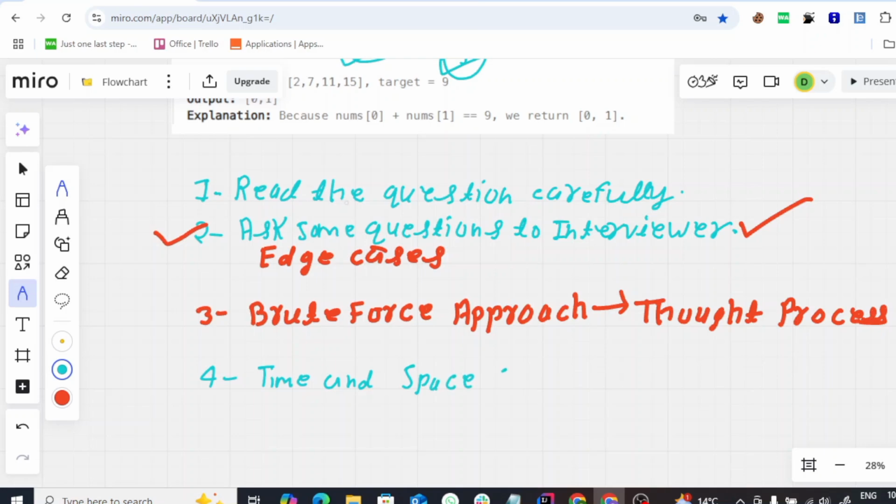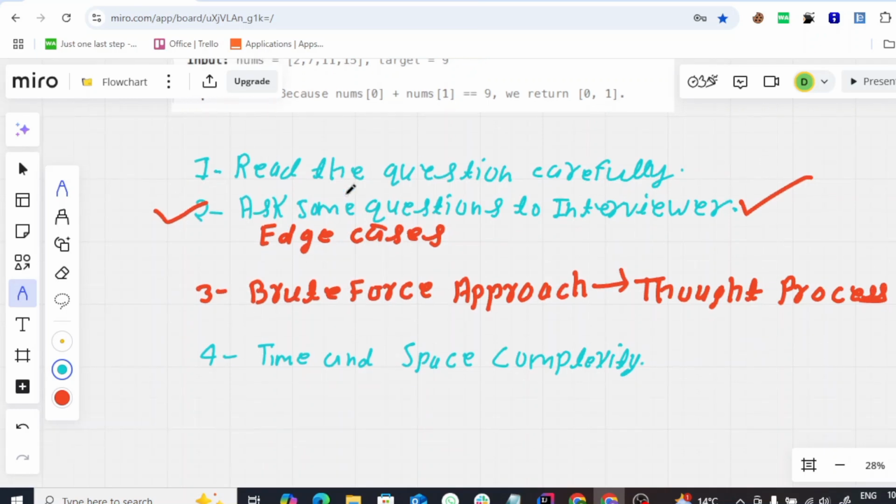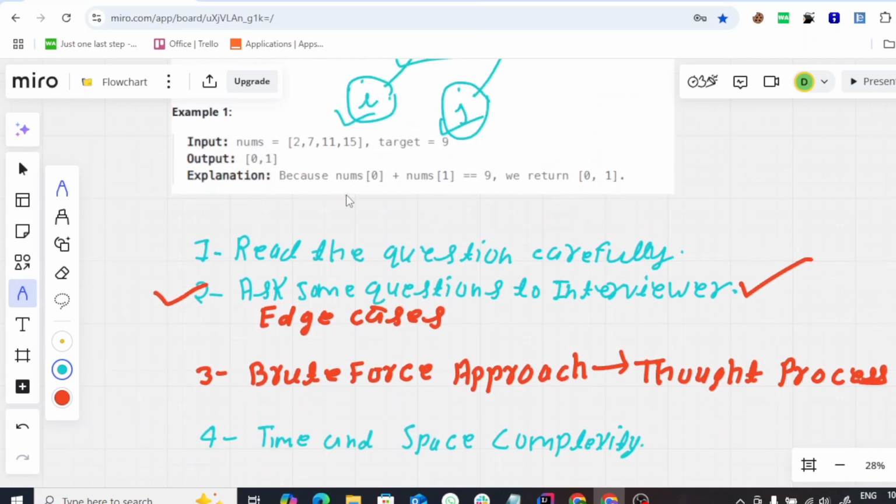Now, after time and space complexity, and again, guys, how should you explain time and space complexity? Let me explain this as well. First you have to tell, sir, I am using two for loops, and each for loop is running n times. Every time I pick one element here, one element there, so this loop runs n times.